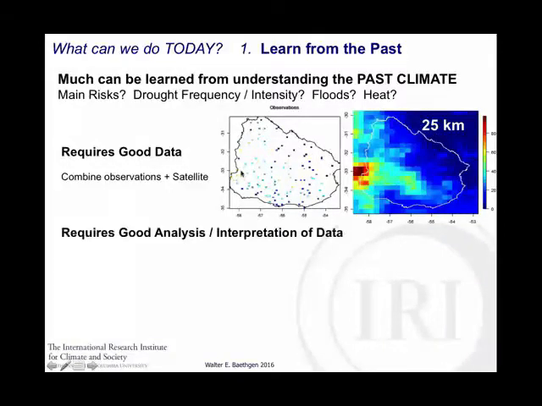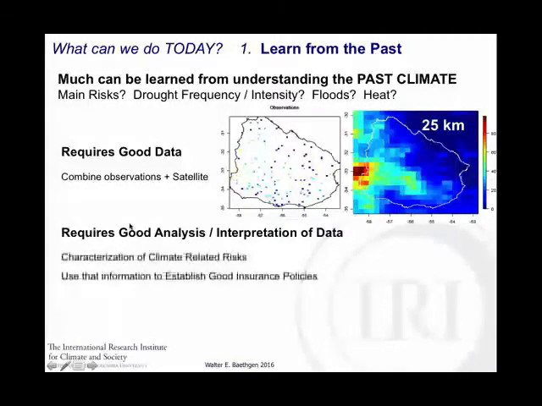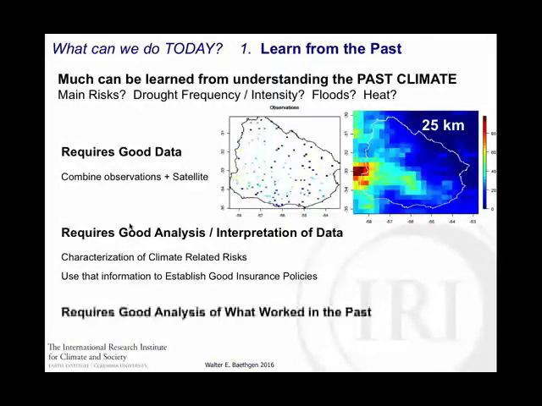Learning from the past also requires good analysis and interpretation of data. For example, good characterization of the climate-related risks. And then use that information to establish good, accessible insurance policies. And we can discuss that later on if you like.